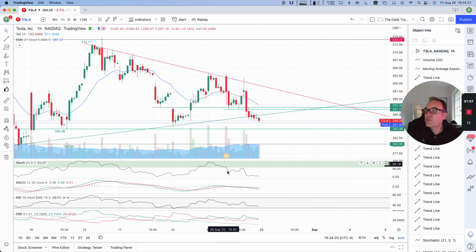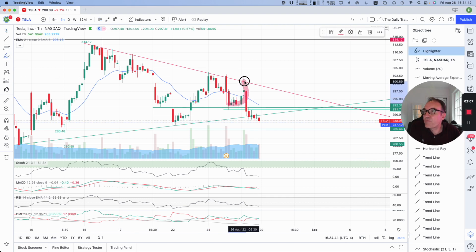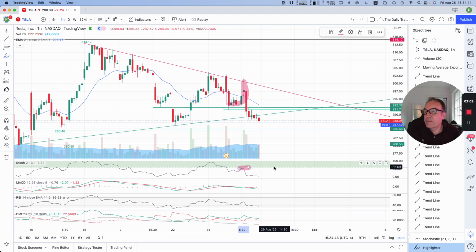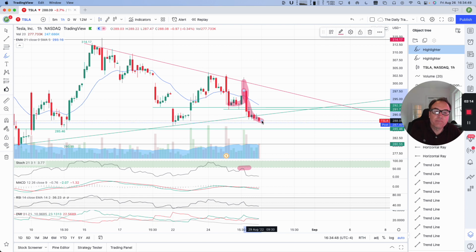No stochastic over 60 right here. And we had last stochastic over 60 at this point right here. All of this move did not have any stochastic. So this move up right here was not to be believed. As always, without stochastic, the stock does not move up. It might move up temporarily, but it does not move up for good. You should always remember that.